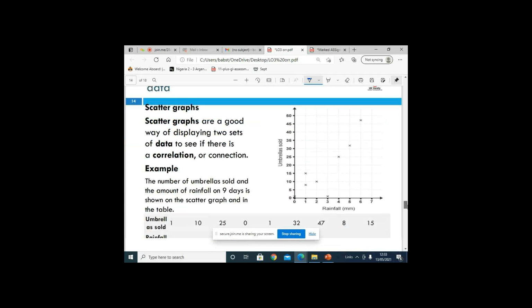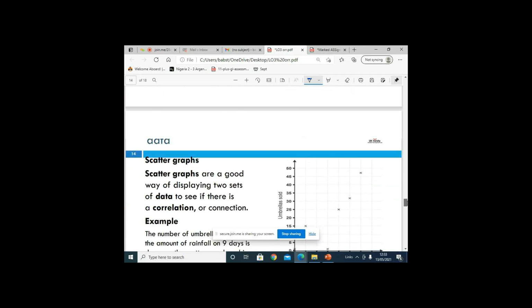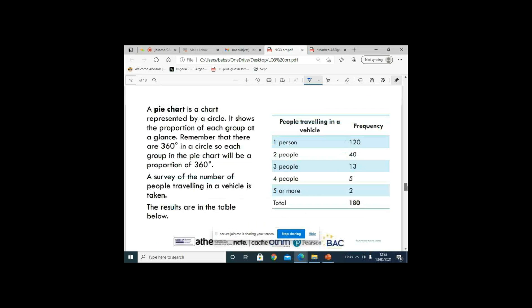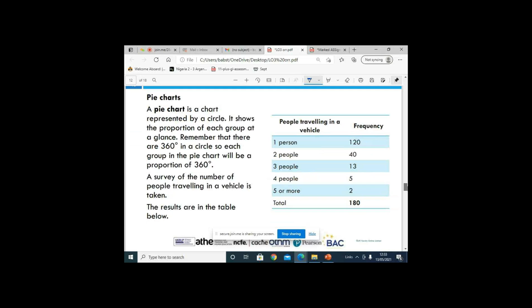When we do pie charts, I want us to do some questions. We need to do a lot of questions. I just want to explain it so we can do a lot of questions on this section, so I can be sure that you understand it.